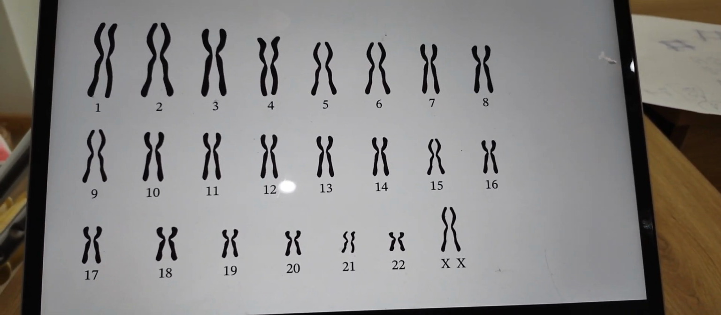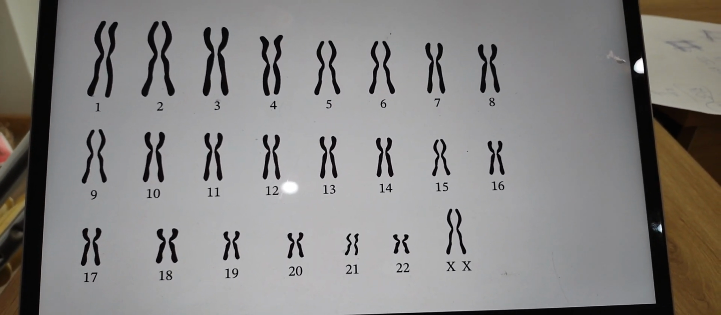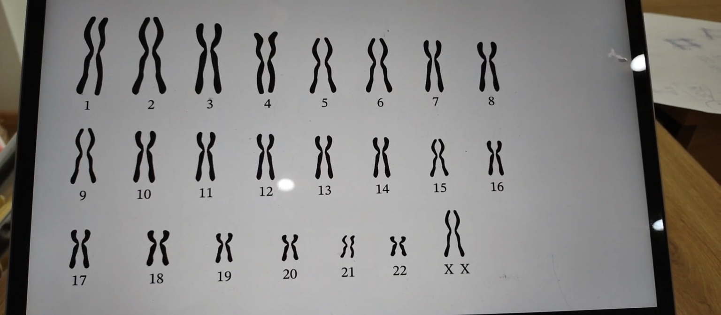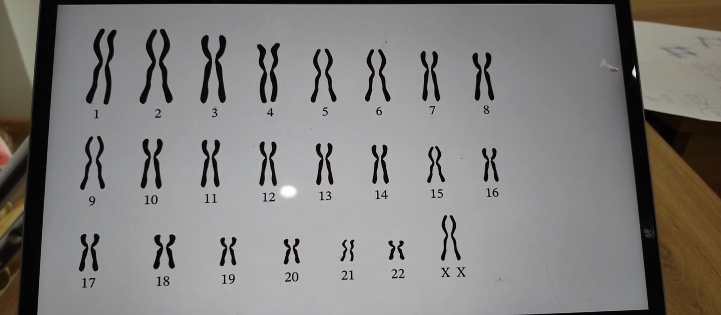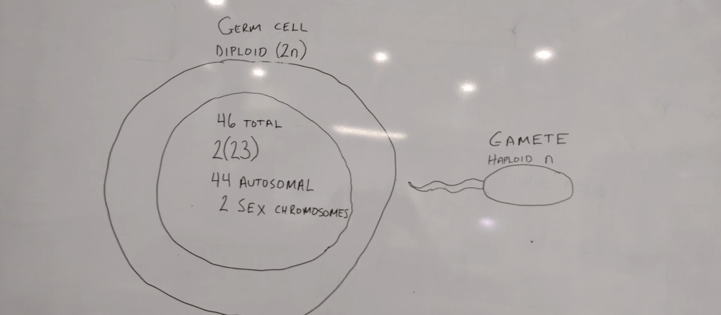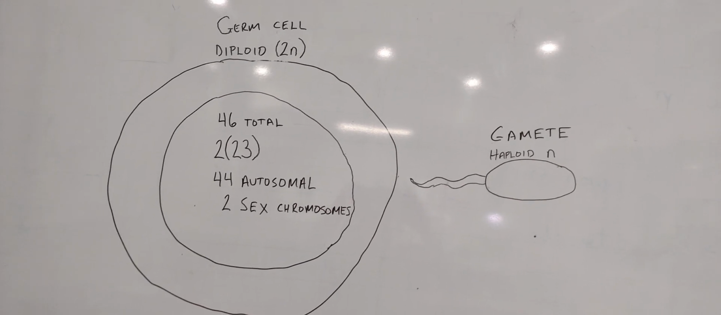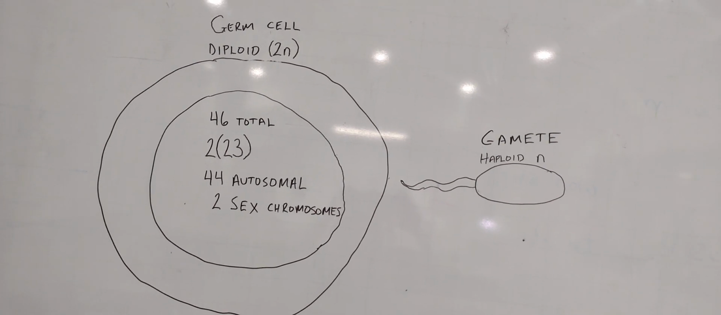In this instance, this is a female. These chromosomes came from the cell of a female, because you can tell by the sex chromosomes. So it's XX. And all the cells in the human body, all the somatic cells and germ cells, have 46 chromosomes. This is a drawing of a germ cell. I correct myself. There are 46 total chromosomes in human beings, in every cell of a human being. So 2 pairs of 23 of each individual chromosome.